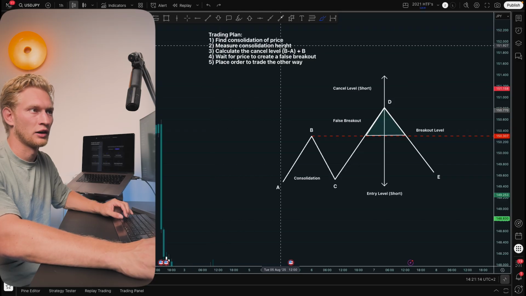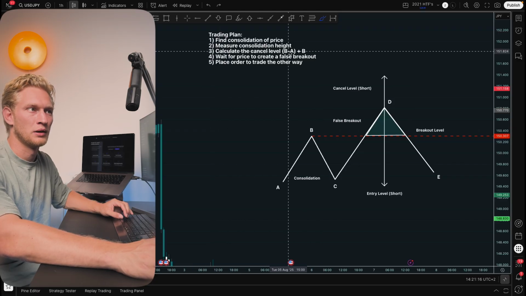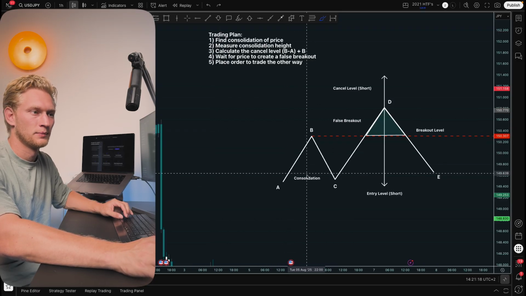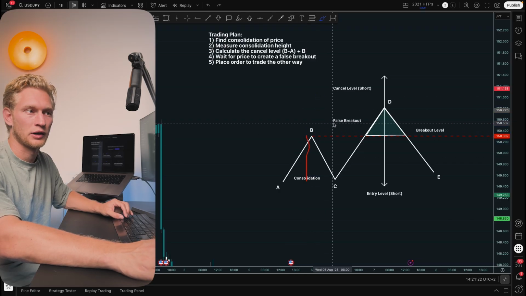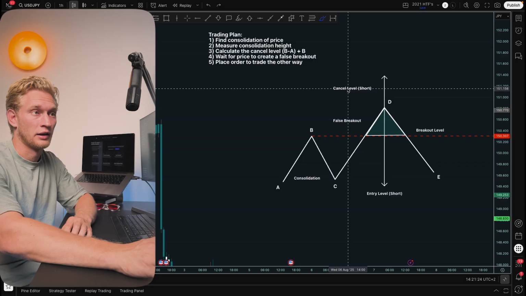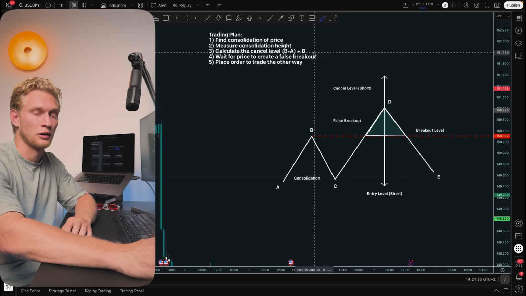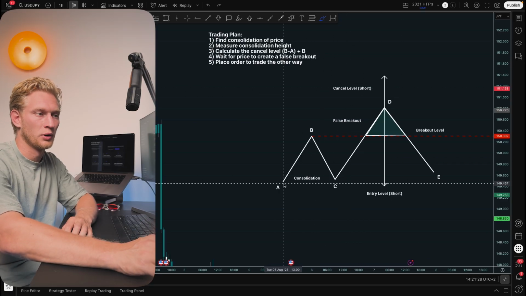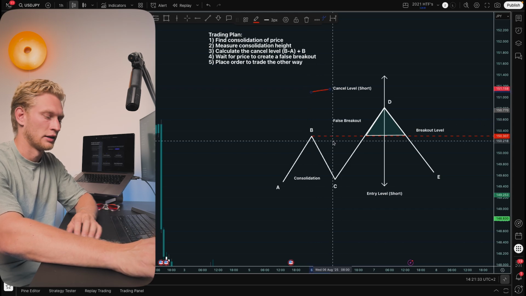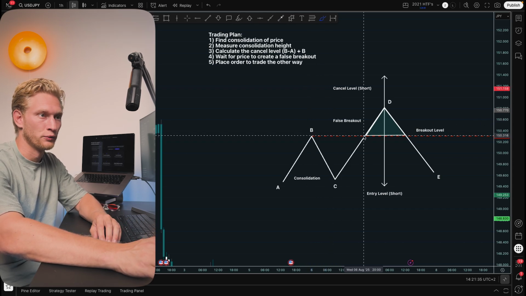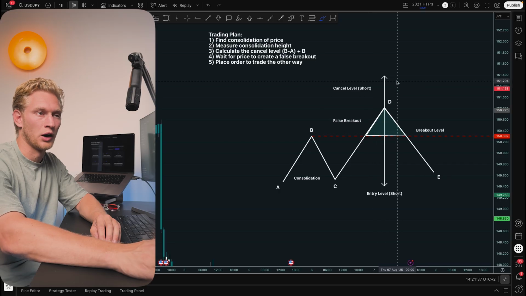And then 3 is then calculate the cancel level, which is B minus A plus B. So you take this height and you add it here. And then you have the cancel level. You can also make that level bigger or shorter by just adding a formula to it. But normally it's just A and B and then added on top of B. And then you have somewhere here that cancel level. So when price breaks out and moves too high, I'm not looking for a fake breakout anymore.